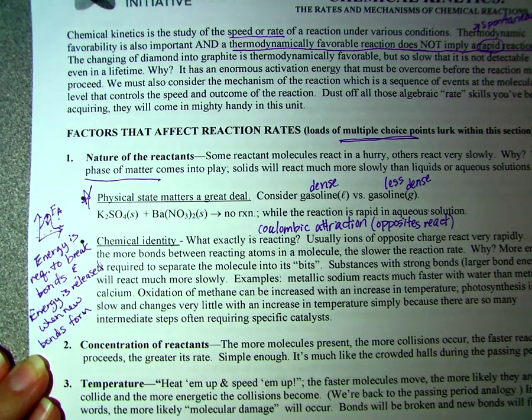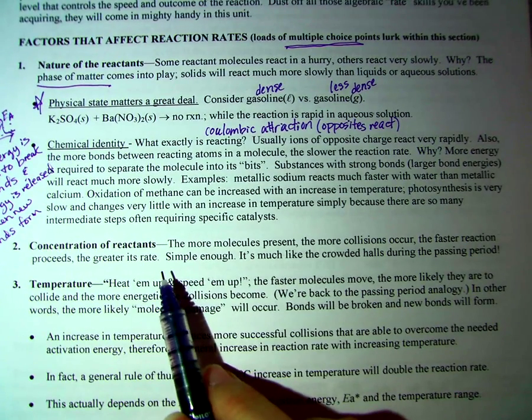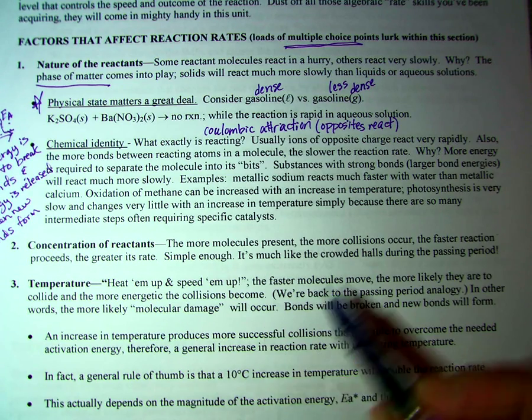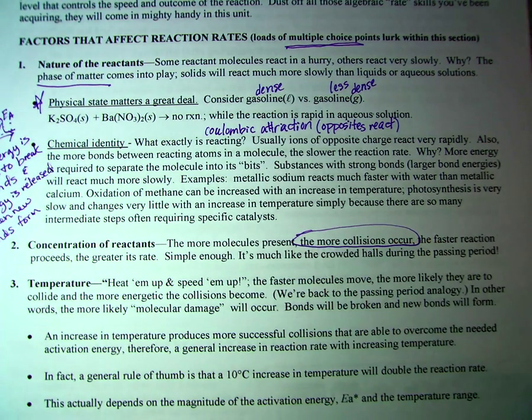That's kind of a summary of your chemical identity there. Concentration of reactants. The more molecules that are present, the more collisions occur. So the more molecules you have, the more collisions happen. And the more collisions happen, the faster the reaction proceeds.